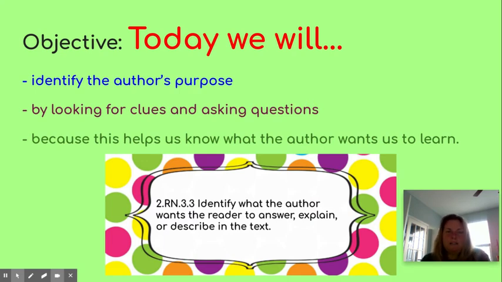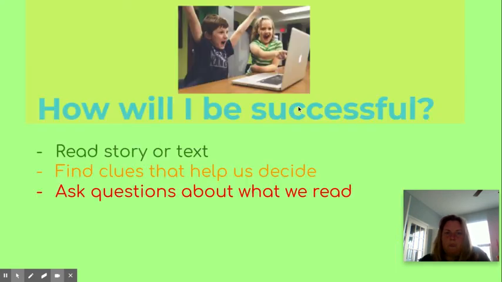Today, we will identify the author's purpose by looking for clues and asking questions, because that's what helps us know what the author wants us to learn. How will we be successful? Well, we'll read the story or the text, we'll find clues that help us decide, and ask questions about what we read.